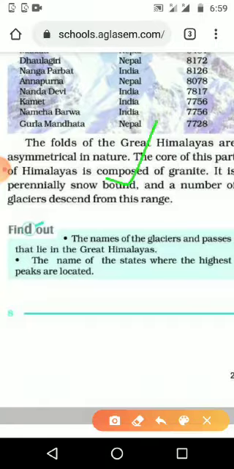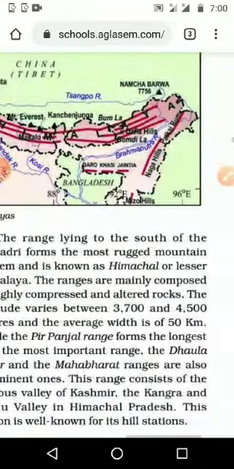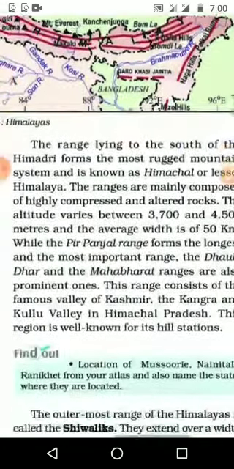From the top ranges of the Great Himalaya, we can see it is covered with snow most of the time, and there are many glaciers. Glaciers means rivers which are covered with snow, and sometimes they move very fast. The water may move like that, and it is a very dangerous area also.